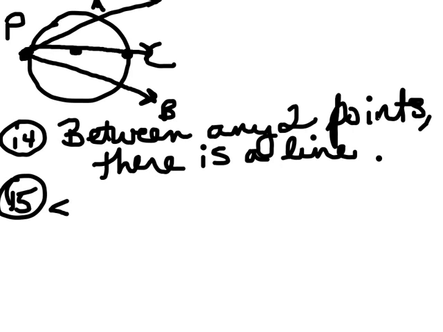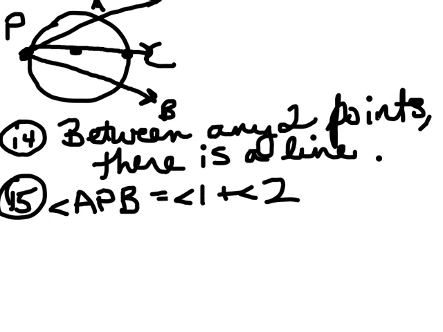Now they say angle APB is equal to angle 1 plus angle 2. So first of all, we got to go look. Where did they put this angle 1 and this angle 2? Here's 1, and here's 2. Isn't that complementary? Let's see.